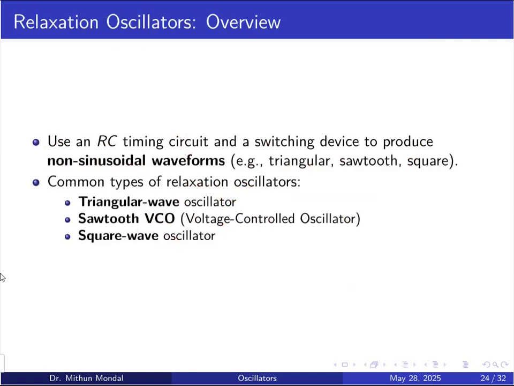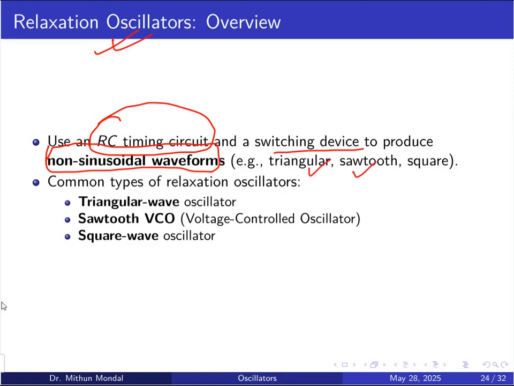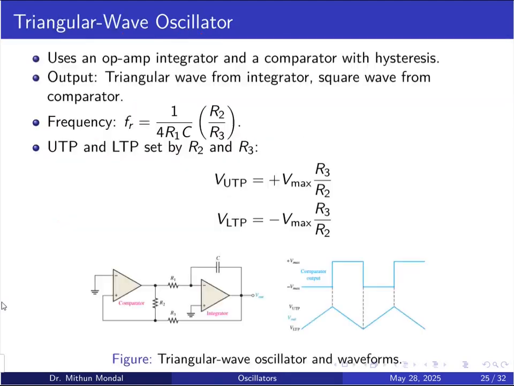The next form of oscillator we will discuss is the relaxation oscillator, which uses an RC timing circuit and a switching device, and these produce a non-sinusoidal waveform. Earlier, whatever we discussed, the output was sinusoidal, but now in the relaxation oscillator, we will get a non-sinusoidal waveform in the form of triangular, sawtooth, or square. Common types of relaxation oscillator may produce the triangular wave, or the sawtooth, which is a voltage controlled oscillator, or the square wave oscillator.